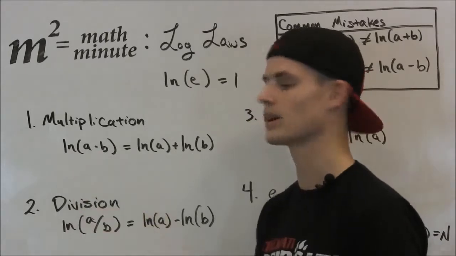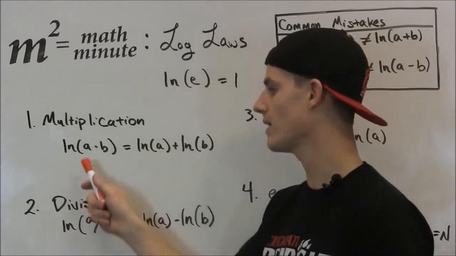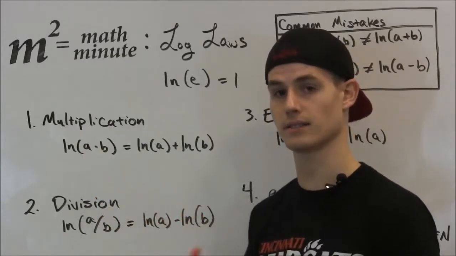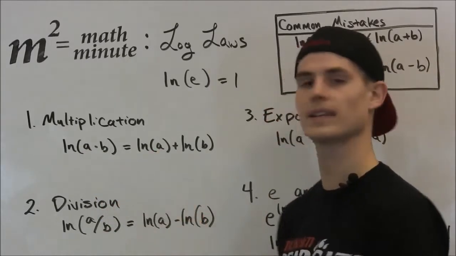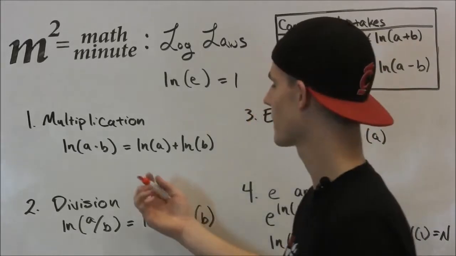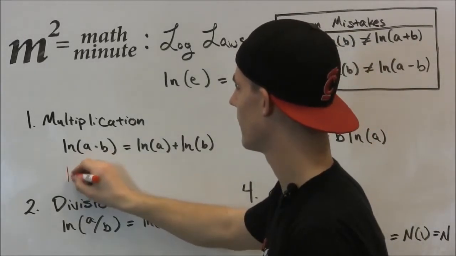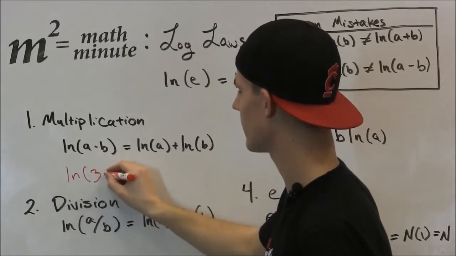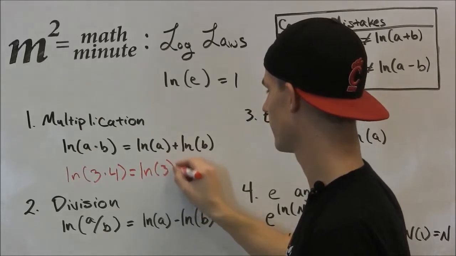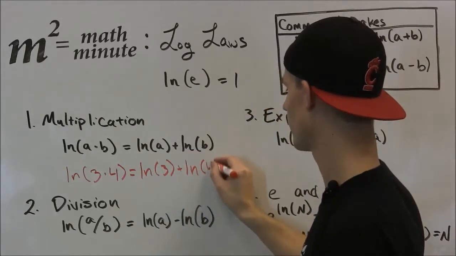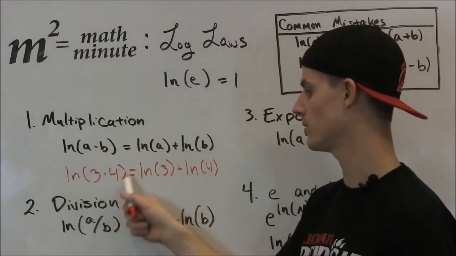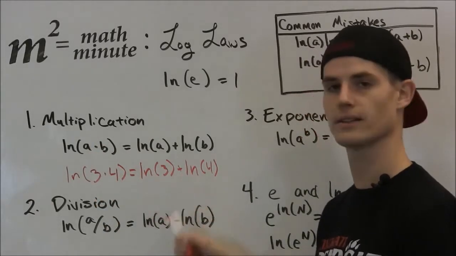So let's first talk about multiplication. When we have ln of some number times another number all inside the ln, we can split that up into adding them together. So let's do an example. If we had ln of 3 times 4, this equals ln of 3 plus ln of 4. Just like as we've shown, where a is 3, b is 4, we can split that up into ln of 3 plus ln of 4.